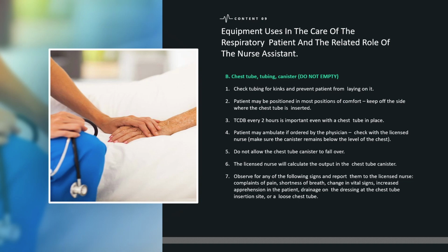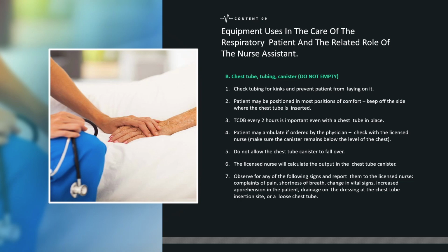TCDB every 2 hours is important when a chest tube is in place. The patient may ambulate if ordered by the physician. Check with the licensed nurse and make sure the canister remains below the level of the chest. Do not allow the chest tube canister to fall over.